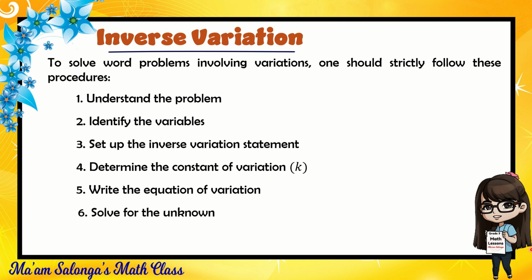Number 6, solve for the unknown. Substitute the given values into the equation of variation to find the unknown quantity. Then, solve for the desired variable. Then always check your final answer by plugging it back into the original equation to ensure that it satisfies the inverse variation relationship.